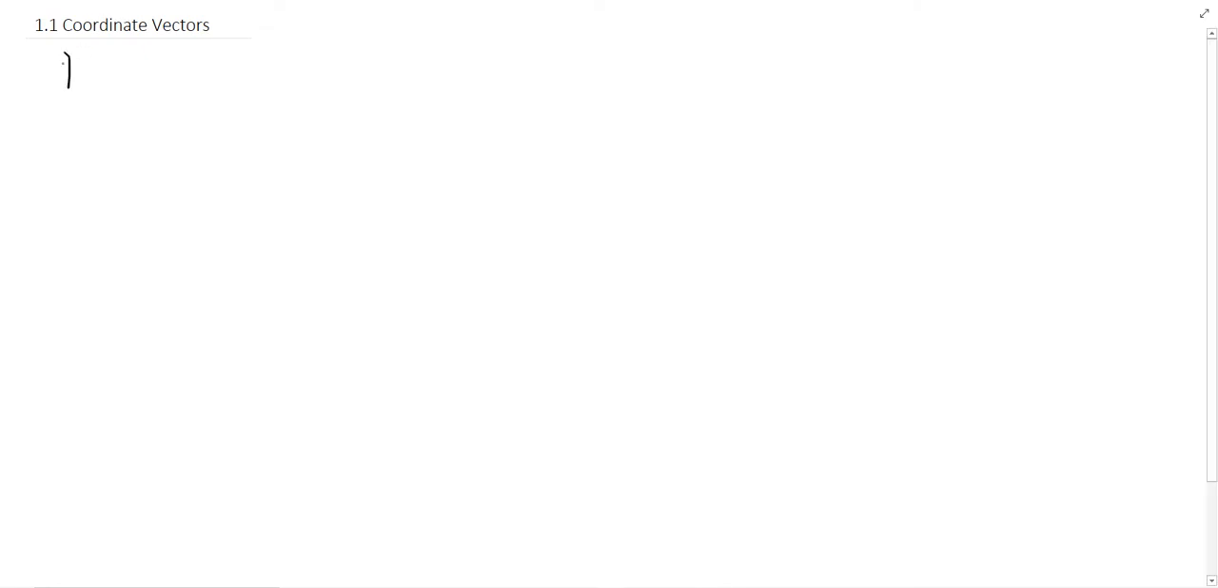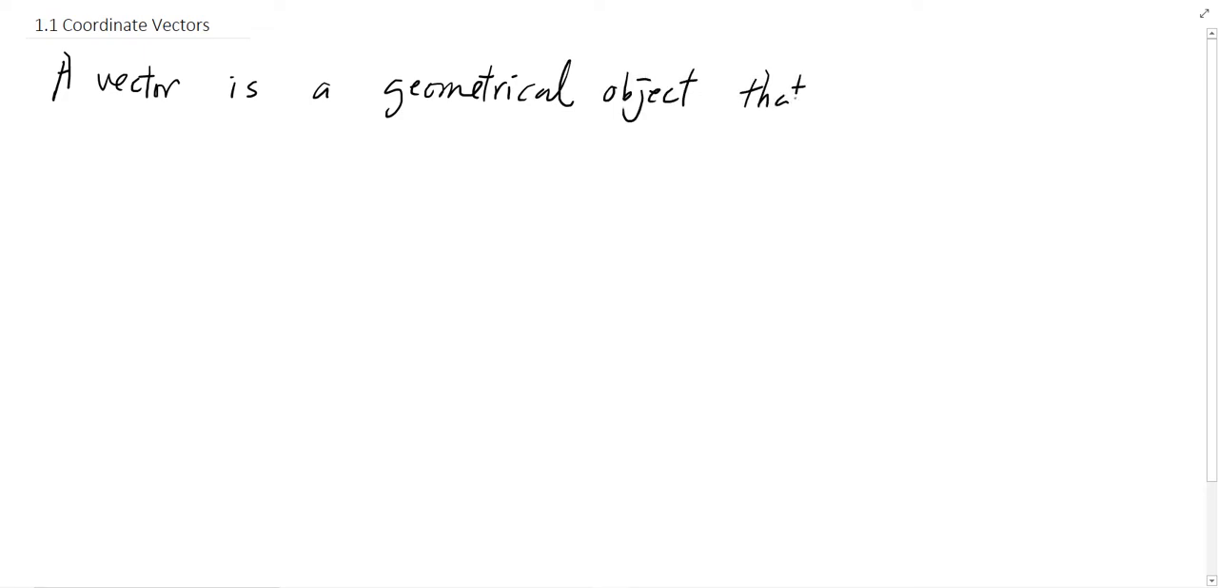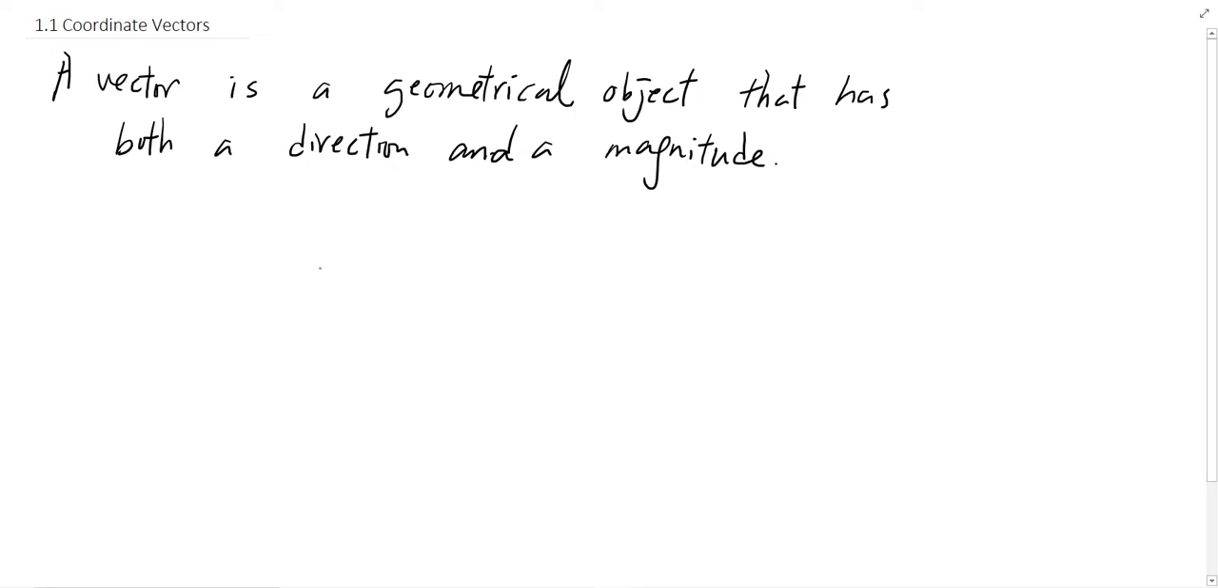A vector, from a geometrical standpoint, is basically a geometrical object that has the following two quantities: both a direction and a magnitude. And that's not the only way to define a vector, but I think a vector defined as a geometric object is easier for people to understand.